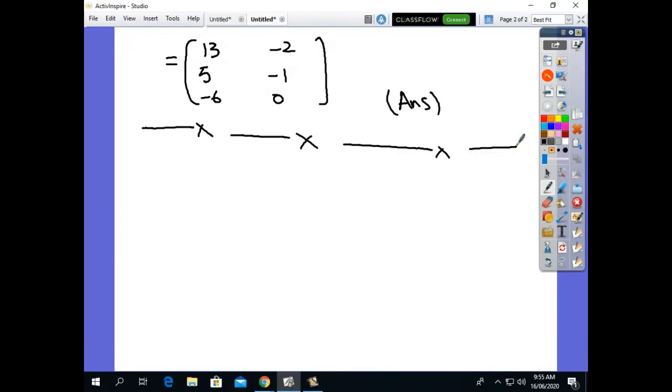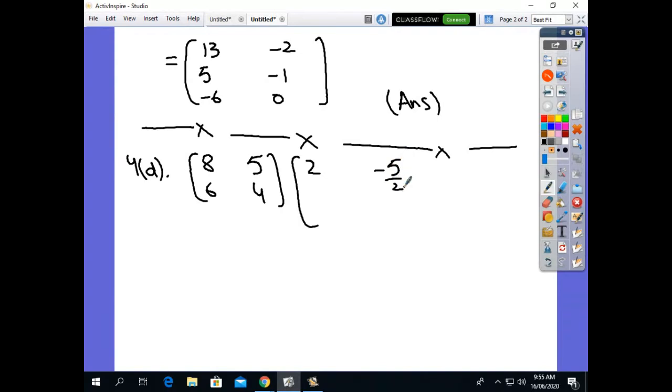The other part is D part. Question number 4, part number D. D part is the matrix 8, 5, 6, 4 with 2, negative 5/2, negative 4, 4. Here we multiply these two matrices.